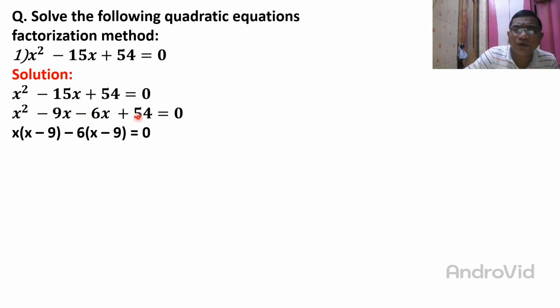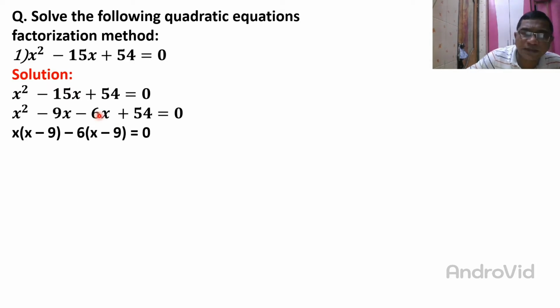So 54 can be factorized. 9 6s are 54. Minus 9 minus 6, 54. 9 into 6, so here is negative sign. So we are getting minus 6 common, so it is outside the bracket. Uncommon x, so I write here x. And minus 9 is written as it is, because it is uncommon. If you don't understand, I will explain again.